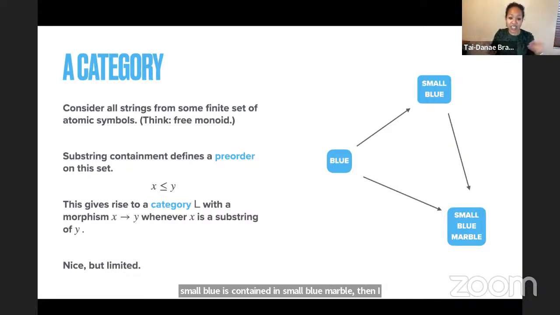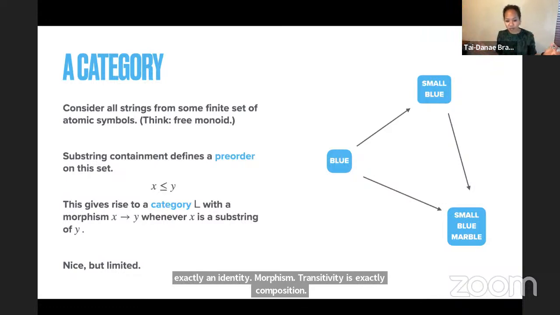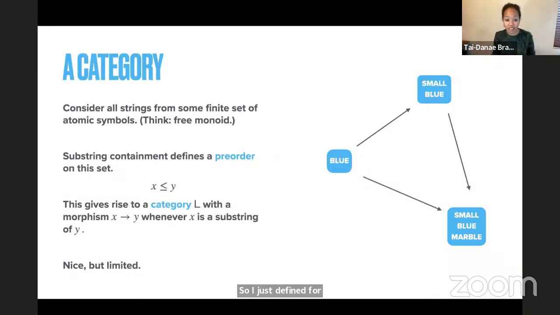So that's transitivity. But as Pam mentioned, every preordered set is a category. Reflexivity is exactly an identity morphism. Transitivity is exactly composition. So I've just defined for you a preordered set, aka a category, and it has at most one morphism between any two objects in that category. So it's very simple. There's an arrow from X to Y whenever X is a substring of Y. Let's call this category L.